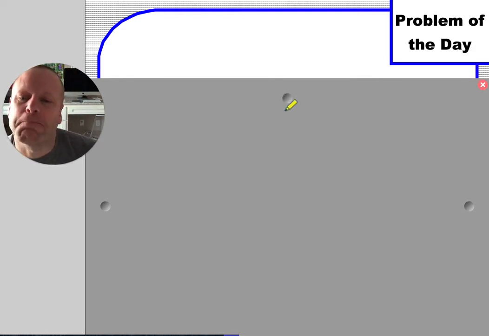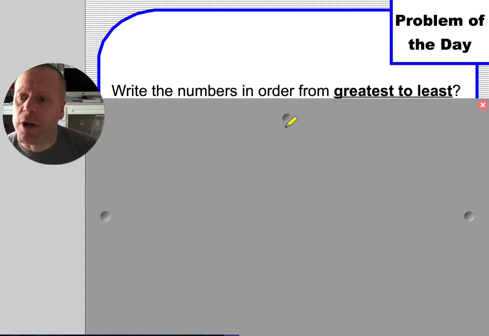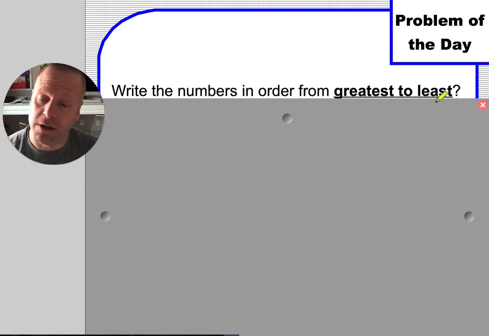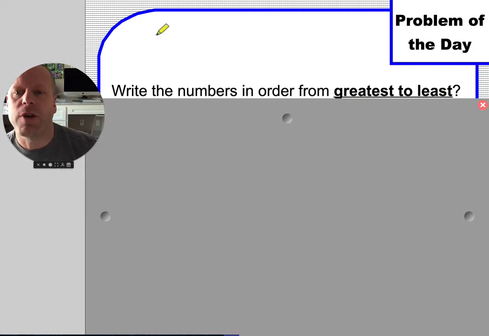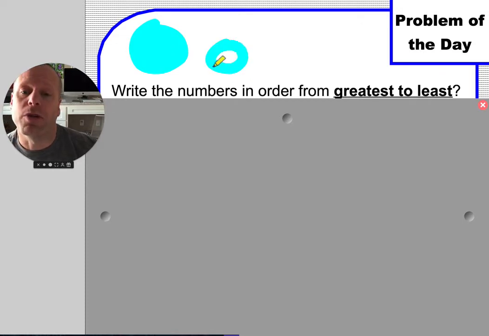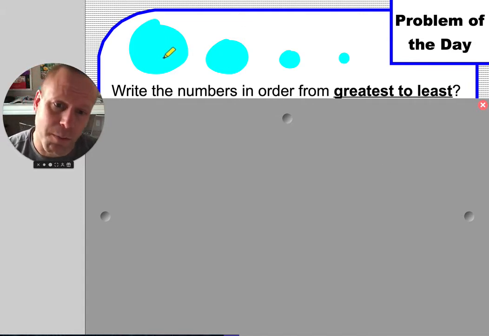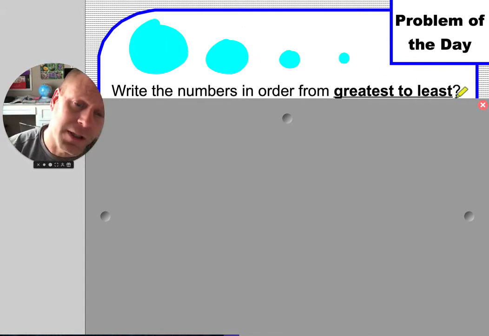Problem of the day. So here are some numbers. Your job is to write the numbers in order from the biggest one all the way down to the littlest one. So that's what we want to talk about first. It's a little bit strange to start with the absolute biggest number, and then we'll go to a medium-sized number, and then a small number, and then finally we'll get the smallest number. So we're looking for big down to little.